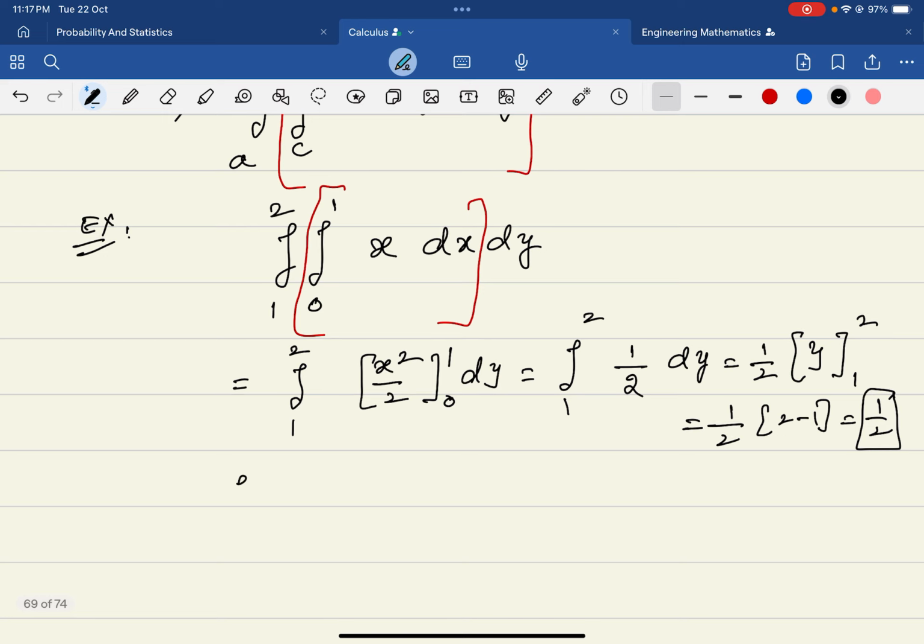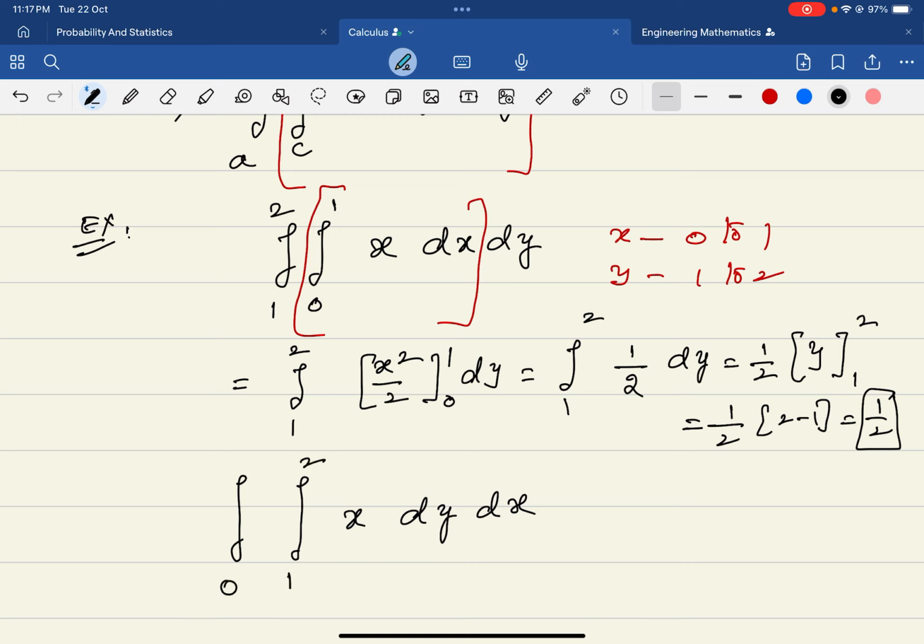Now, if you want to change the order of integration, the function will be the same, but we write x dy dx. What are the limits? The x limits are from 0 to 1 and the y limits are from 1 to 2. We are not supposed to change anything here, only the order you are changing. So the y limits must be 1 to 2 and the x limits must be 0 to 1. Then put the bracket and solve the integral. You have to get the same thing.